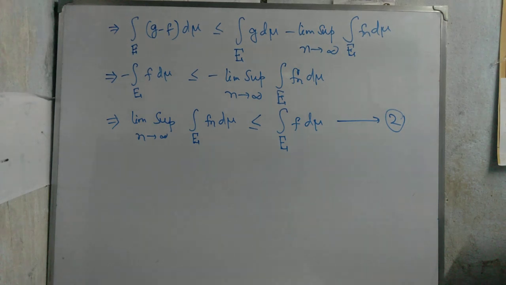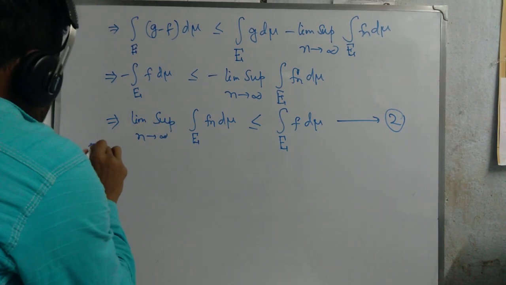So first we get one step, and second we get another step from another inequality. That means f_n less than or equal to g gives two inequalities: f_n plus g greater than or equal to 0 almost everywhere, and obviously g minus f_n greater than or equal to 0, almost everywhere on E. Here f_n plus g is greater than or equal to 0, and here g minus f_n is greater than or equal to 0, almost everywhere on E. Okay, then what do we get?